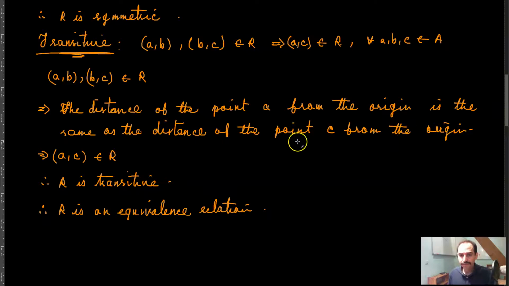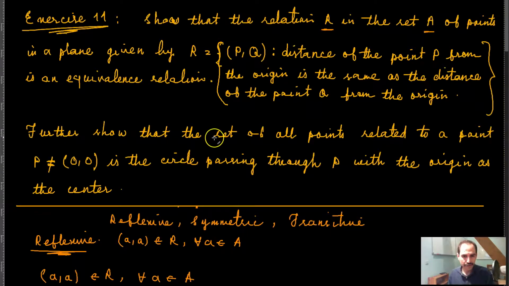Now the second part of this exercise is basically you want to show that the set of all points related to a point P not equal to (0, 0), meaning that P is not the origin, is the circle passing through P with the origin as the center. Or you can say, with the center of the circle as the origin. You can say that way as well.